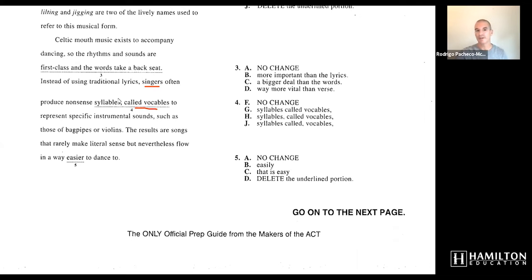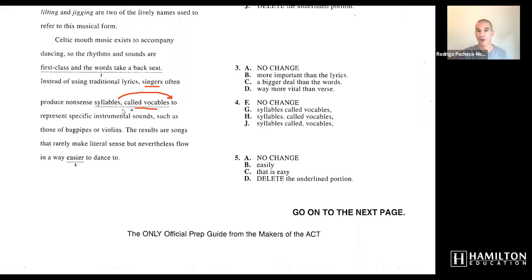And we know this because we can go straight from these elements to the infinitive phrase. So we can simply say singers often produce nonsense syllables to represent specific instrumental sounds. Now, what are these elements doing? They're providing more information about nonsense syllables. Typically, that is one of the functions of non-essential elements. And we know that when we have non-essential elements, we have to frame them with 2 commas or 2 dashes.